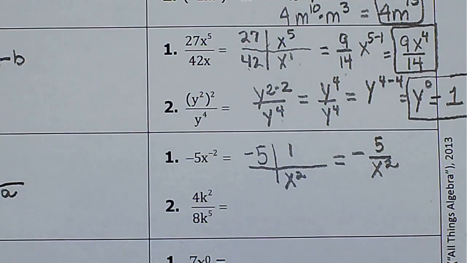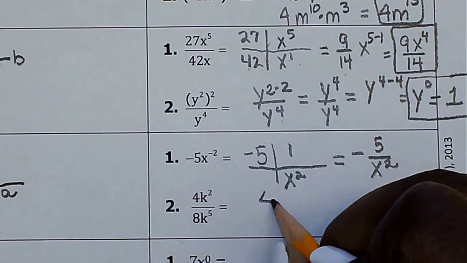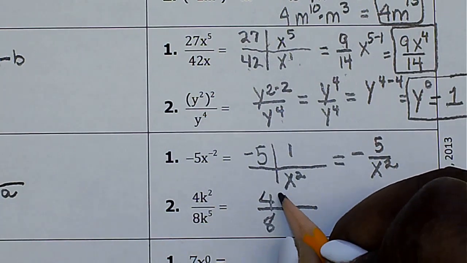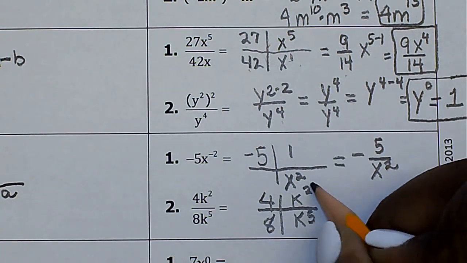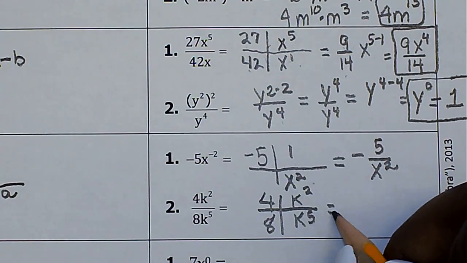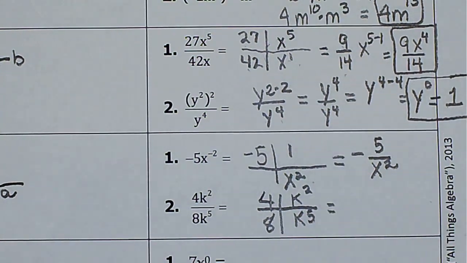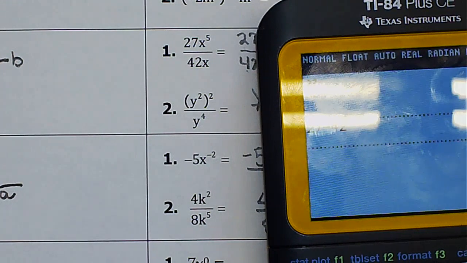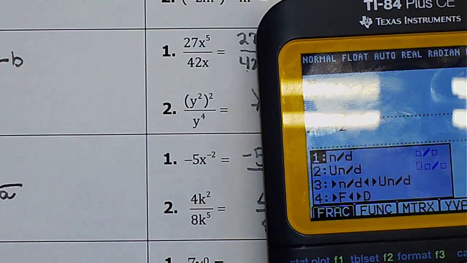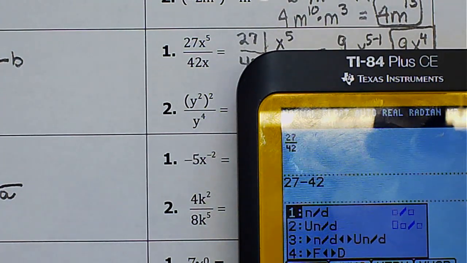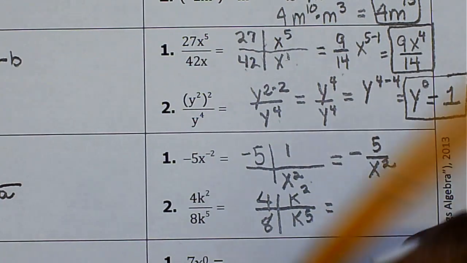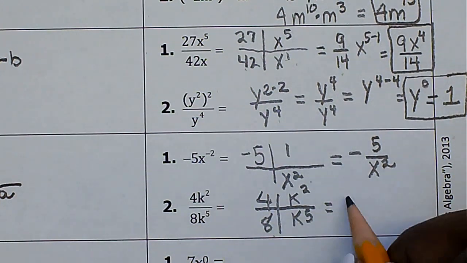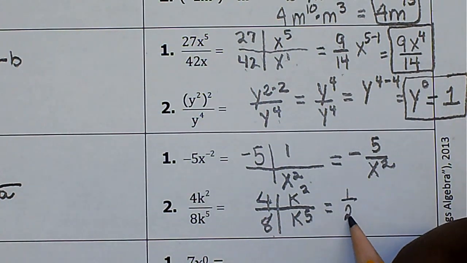Simple as that. Here we have 4 and 8. Notice I'm separating them. K to the 2 and k to the 5. We're going to subtract the exponents. So 4 over 8, go to your calculator. If you don't remember how to deal with it, alpha y equals 1. I'll put 4 divided by 8 comes out to be 1/2. So I know this number here is 1/2. It's not a negative 4, it's 1/2.